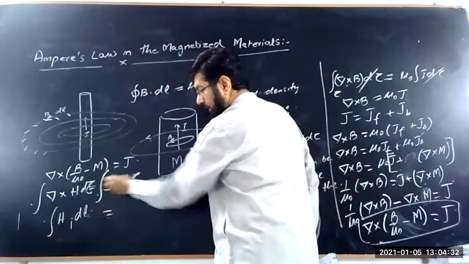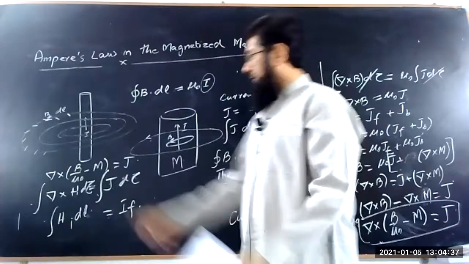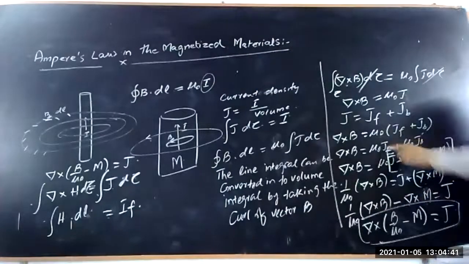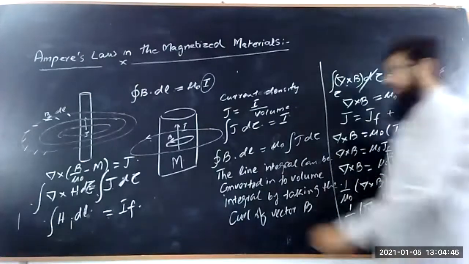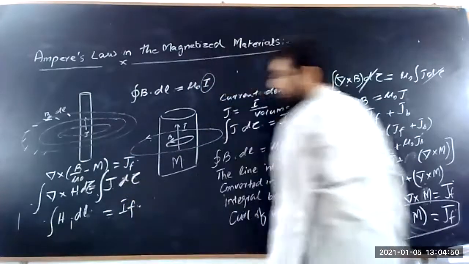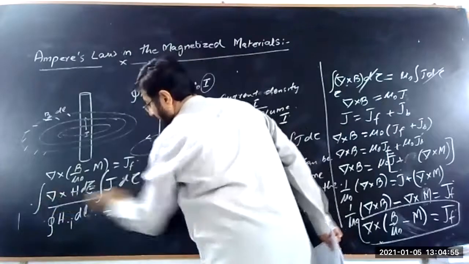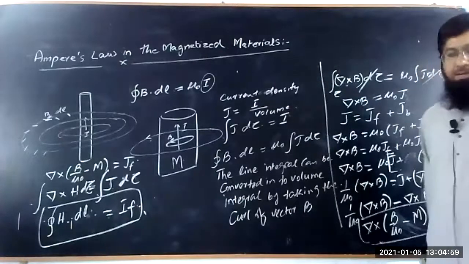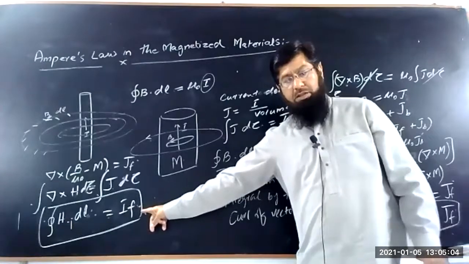So this can be written as the integral of J dot dA is equal to I. Here this is J, and this J is J_F, which is the free charges, and this is I_F. So the closed integral of H dot dl equals I_F is known as Ampere's law in the magnetized materials. This is known as the Ampere's law in the magnetized material.